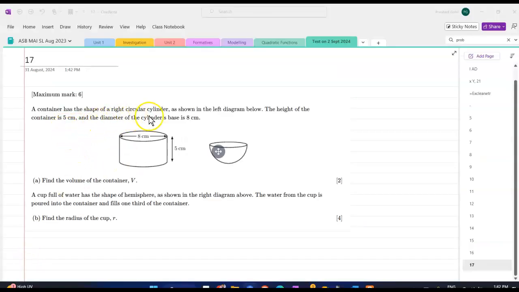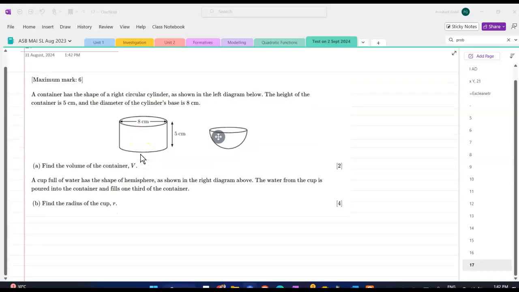So a container in the shape of a right circular cylinder as shown in the diagram. The height of the container is 5 and the diameter of the cylinder is 8. Correct? Find the volume of the container. Volume of sphere? No, container, cylinder, no? So volume of cylinder.